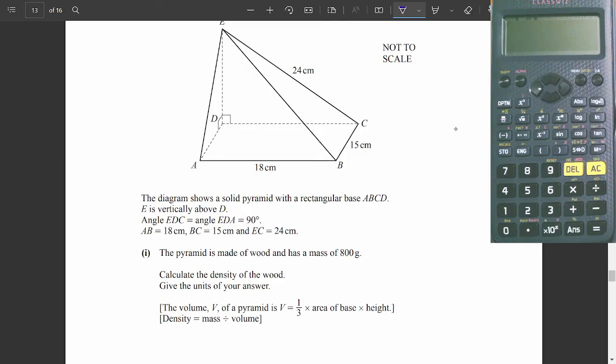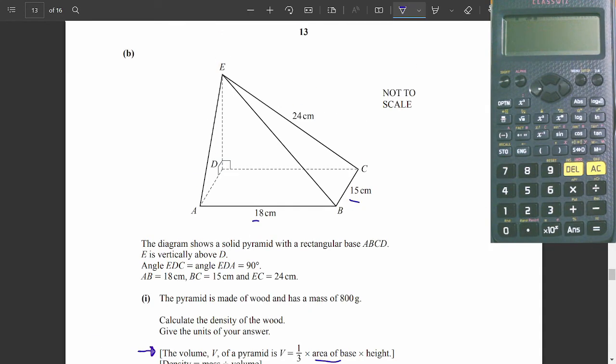So we just start with what they give us. To start, there is the formula for the volume of the pyramid. So let's start banging away with that. Let's write down the formula. V equals a third times the area of the base. In this case, that will be 18 times 15, the area of the base, times the height. Do we have the height? No. DE, we need to find that height there.